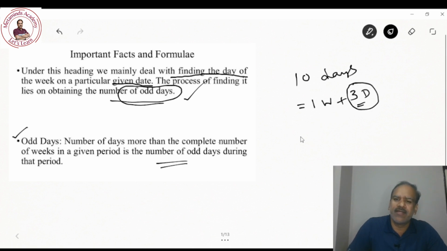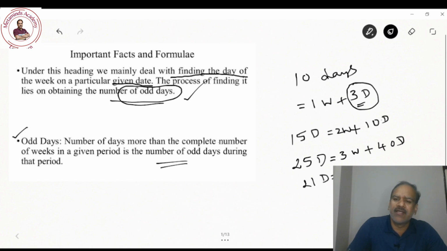So 3 odd days. In 15 days, we have 2 weeks plus 1 odd day. Suppose in 25 days, we have 3 weeks plus 4 odd days. And if you take 21 days, it is exactly equal to 3 weeks and 0 odd days. There are no odd days in 21 days. Okay.